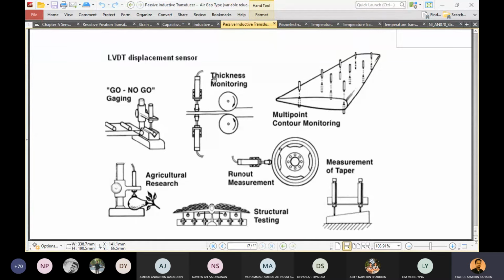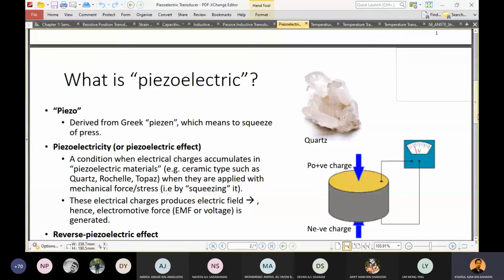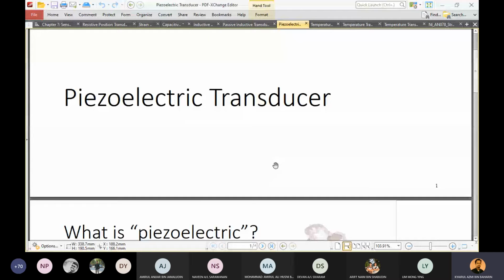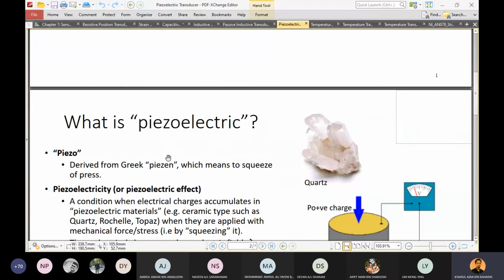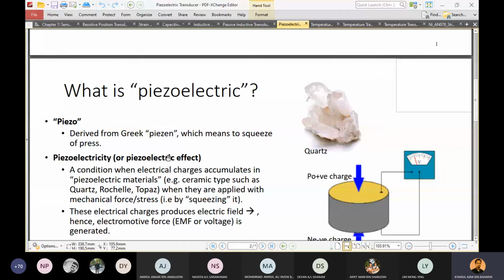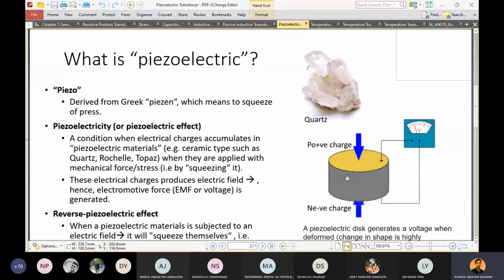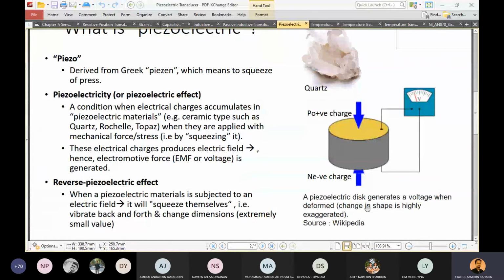Okay, so 12:40. Let me move on to my last slide, which is piezoelectric. This one is very short. So, piezoelectric transducer. What does piezo mean? Piezo basically means to push or to press. So the idea is when we press something, the element will trigger voltage generation when the shape of the object changes.